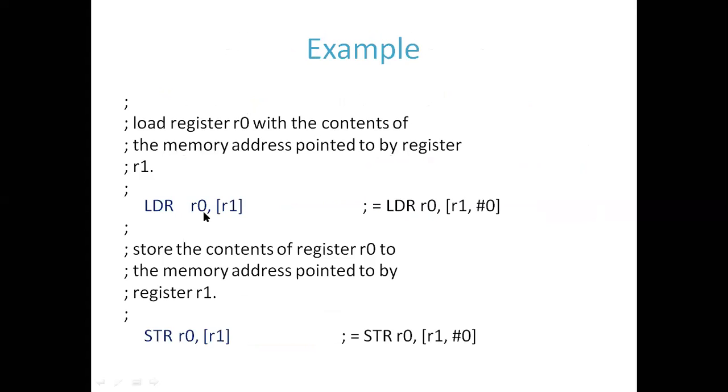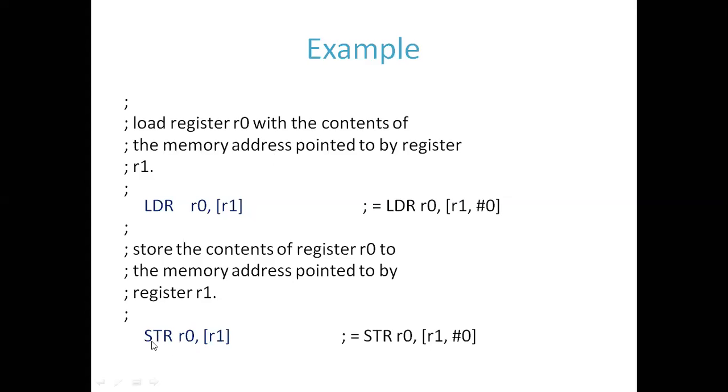Here what you have, LDR R0, comma, R1. Whatever value you have at R1, which is nothing but the base address, and from this, whatever value you have at this address, that will get loaded into R0. Load register R0 with the contents of the memory address pointed to by the register R1, right? So R1 actually contains the address of a memory location, and that value will get loaded into R0.